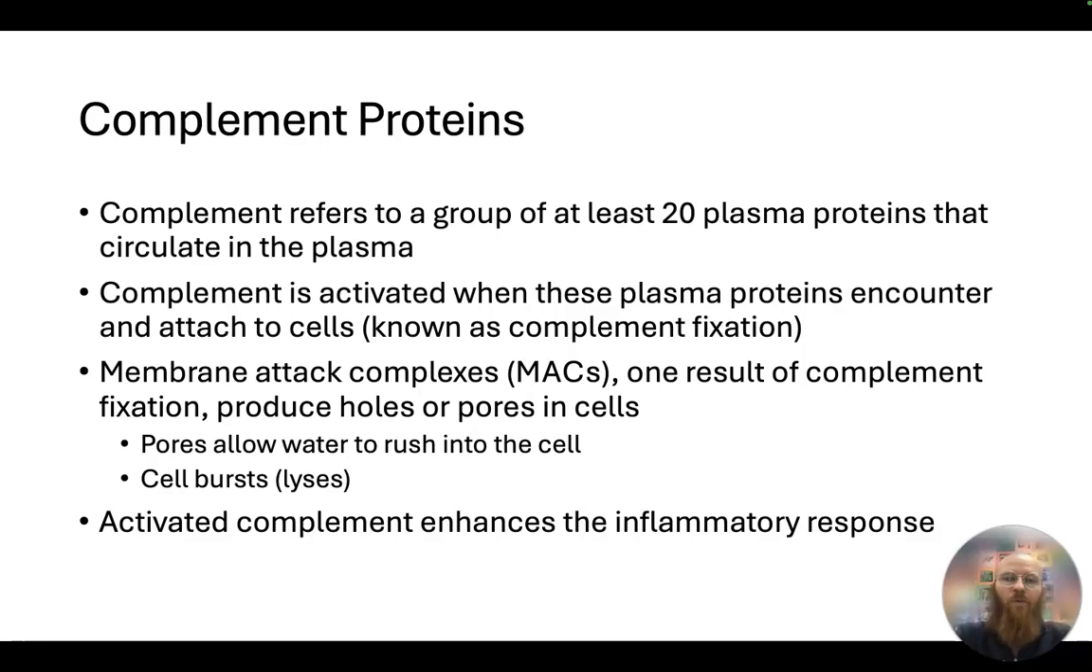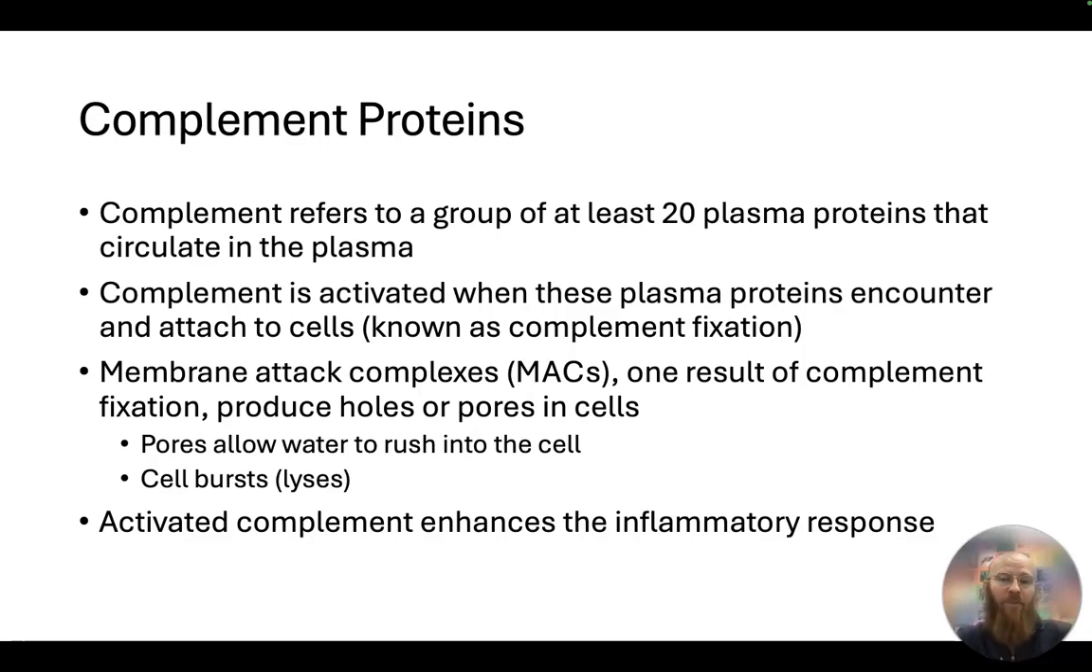Complement proteins refers to a group of at least 20 different plasma proteins. They're constantly circulating in your blood plasma. They become activated whenever they encounter and attach to certain cells, right? This is called complement fixation. So they fixate on certain types of cells that they can actually address. You have these membrane attack complexes, or MACs for short, which result from this complement fixation.